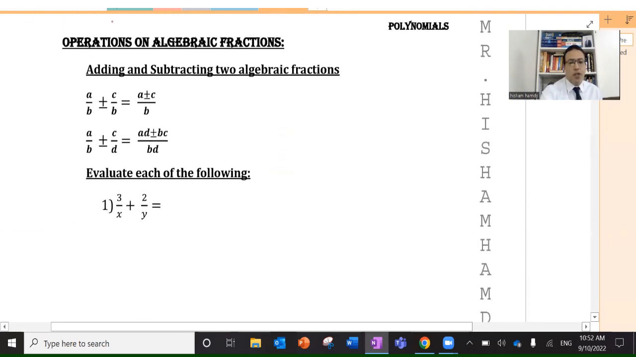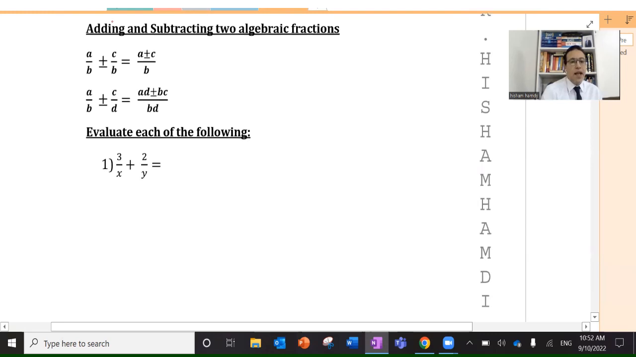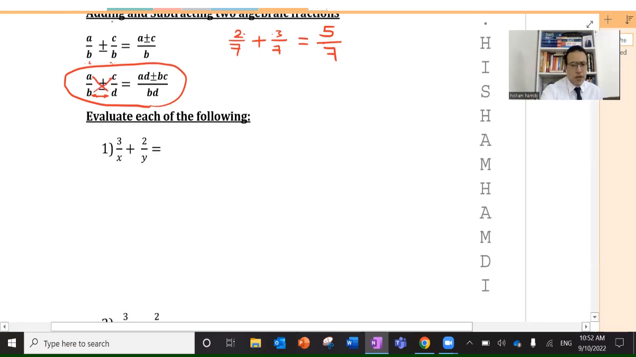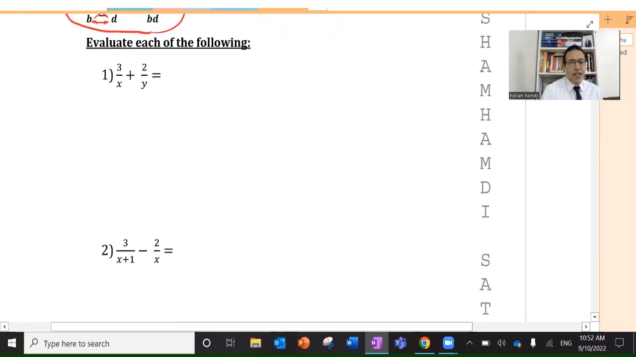Now, we have some operations on the fractions. If I'm going to add two fractions with the same denominator, I'm going to add the numerators, like 2 over 7 plus 3 over 7. I put down the denominator, then I add 2 and 3, which gives me 5. But if I have different denominators, I multiply the denominators, then I cross multiply a by d and b by c. Let me give you an example for this. Number 1, 3 over x plus 2 over y. So I'm going to multiply x and y.